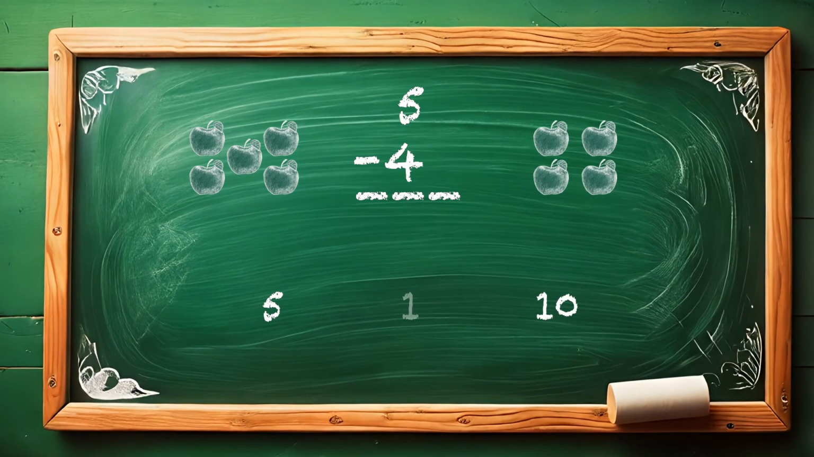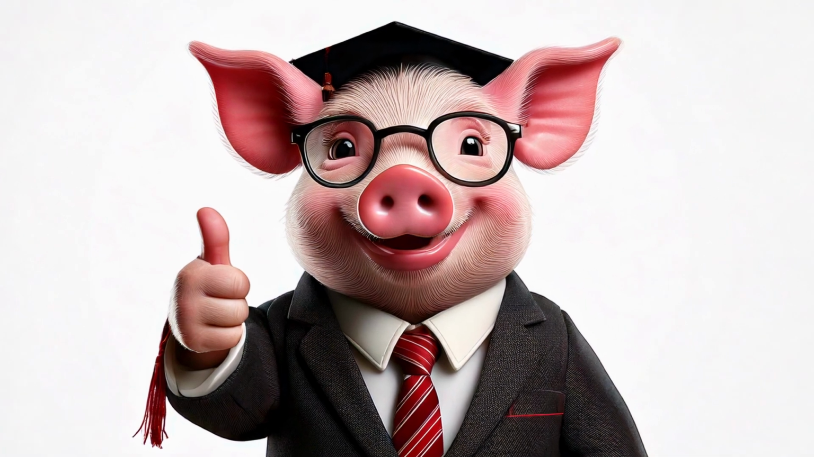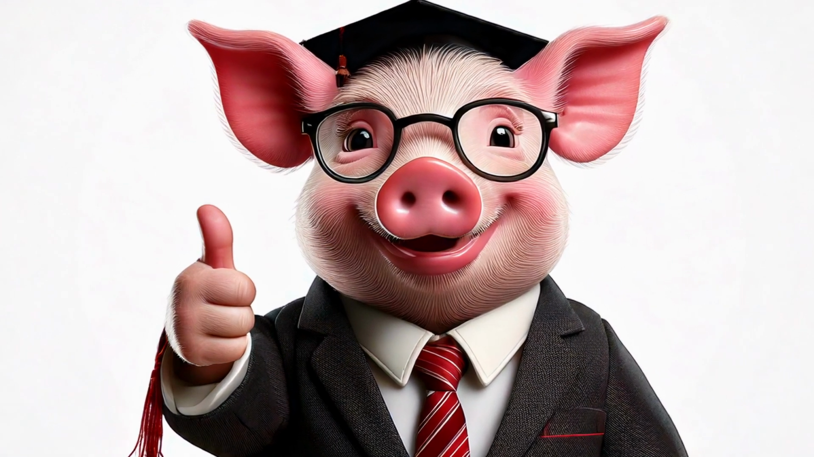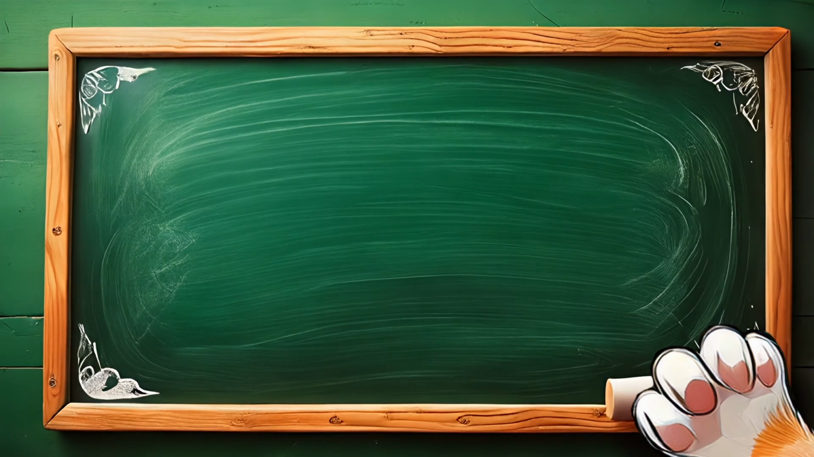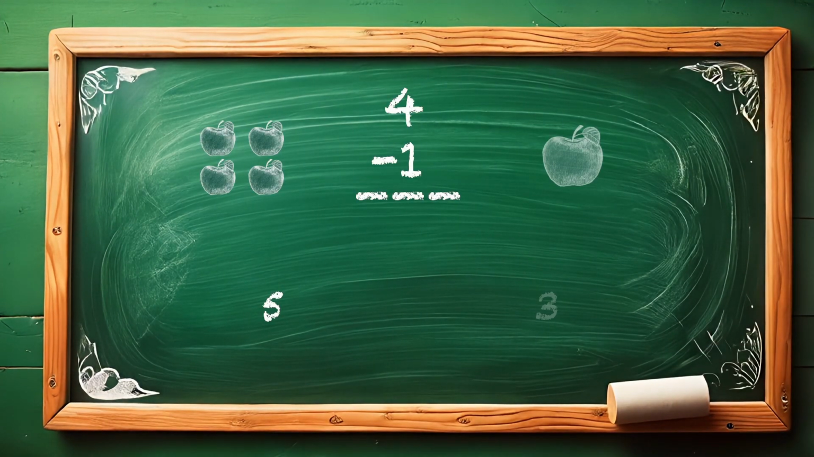If you have 5 apples and you take away 4, do you have 5 apples, 1 apple, or 10 apples left? 5 minus 4 equals 1. If you have 4 apples and you take away 1, do you have 5 apples, 2 apples, or 3 apples left? 4 minus 1 equals 3.